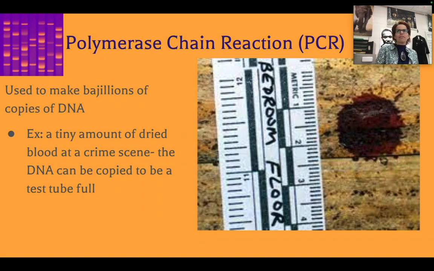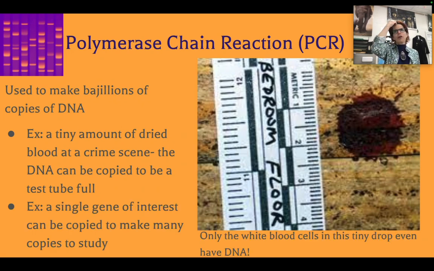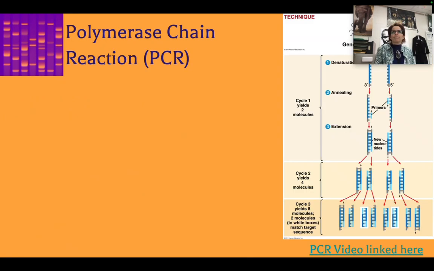So for example, we have a tiny amount of DNA, a drop of blood at a crime scene. We scrape it up, we put it into a PCR machine, and an hour later we have bajillions of copies. Or we could make bajillions of copies of a gene of interest. Let's say you've been studying a particular gene for 20 years that you want to make lots of copies of. Put it into the PCR machine, and in an hour you have lots and lots of copies of it.